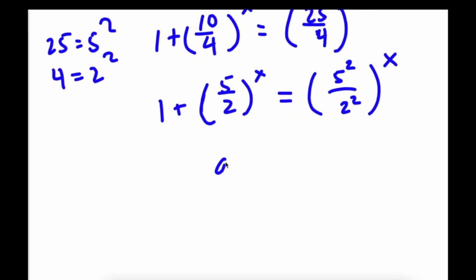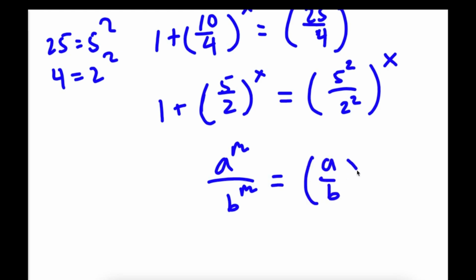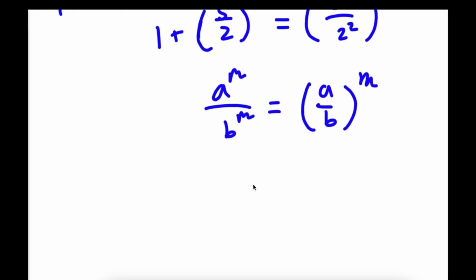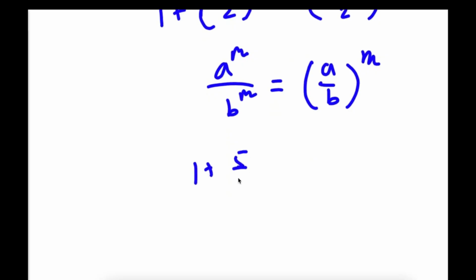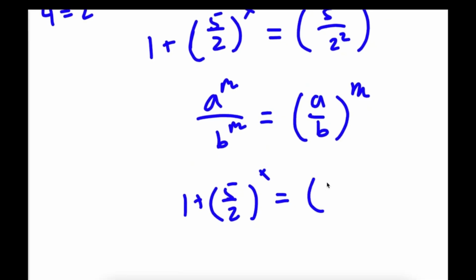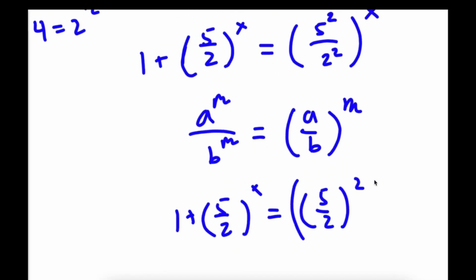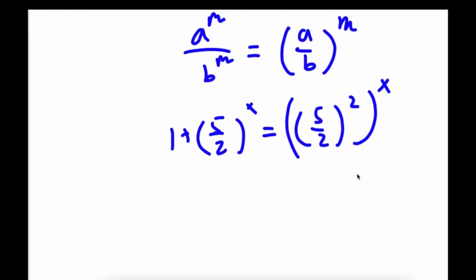Now remember how I said if I have something in the form a to the power of m over b to the power of m, this is equal to a over b to the power of m. So in this case, I have 5 squared over 2 squared, so we can rewrite that as 5 over 2 squared, and then we have to the power of x.